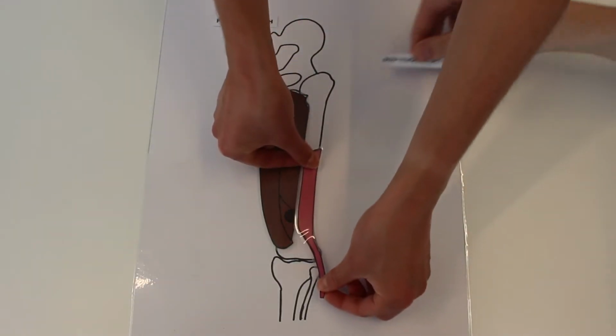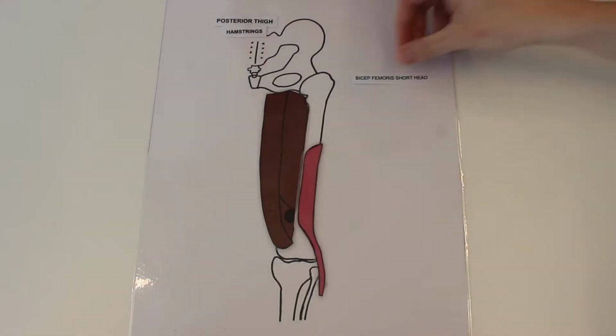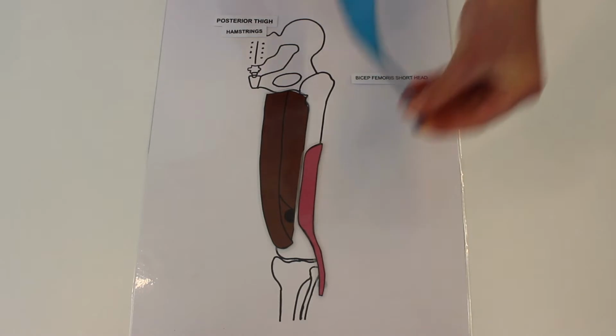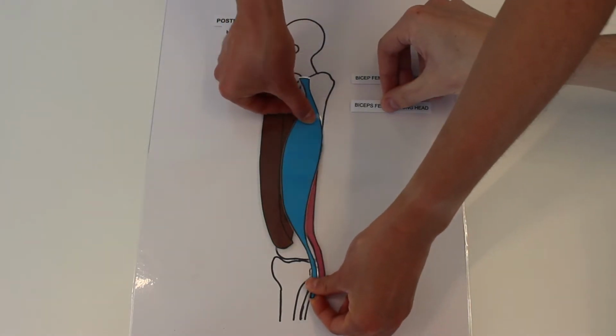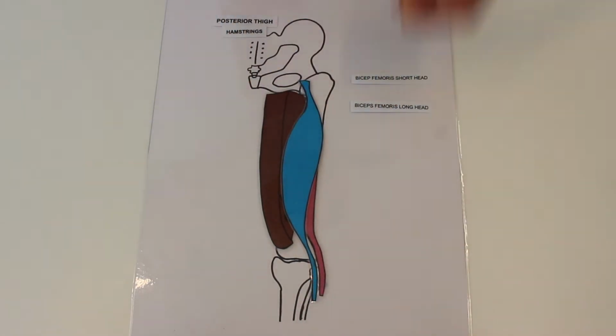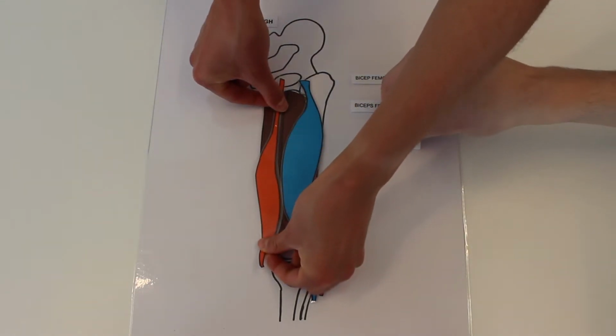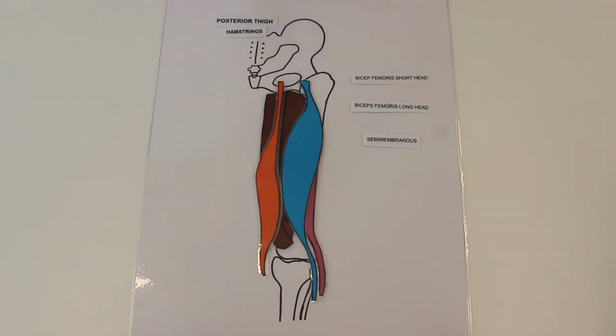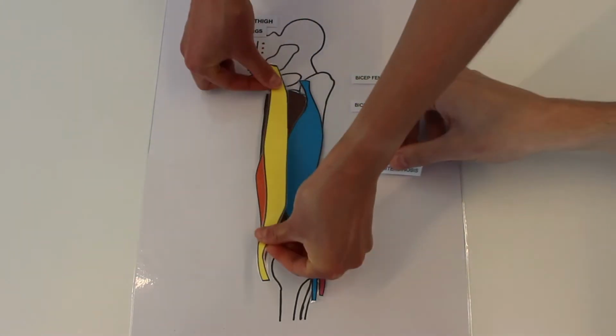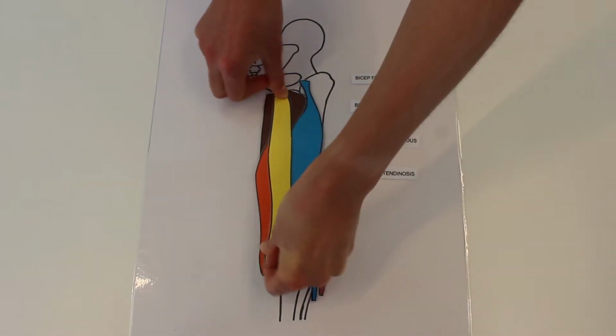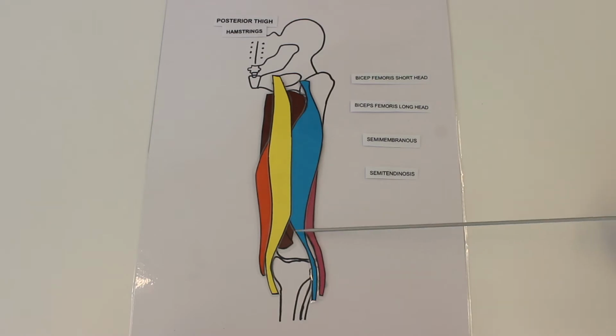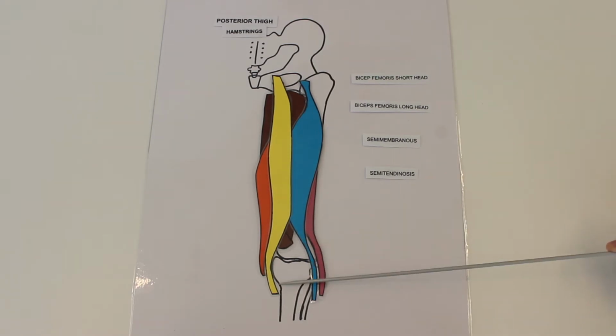On the lateral side of the posterior thigh, we have biceps femoris short head, which is located deep and lateral to biceps femoris long head. On the medial side of the posterior thigh, we have semimembranosus, which is situated deep and medial to semitendinosus. These muscles create the superior 2 borders of the diamond-shaped popliteal fossa at the back of the knee, a region where large nerves, arteries and veins pass through.